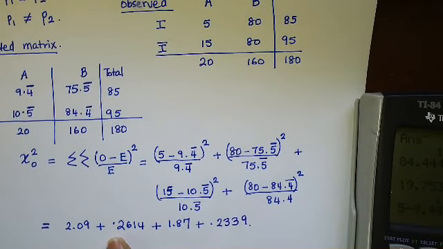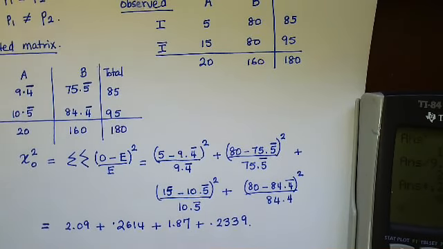Let me just check this first number because that's a little off. 5 minus 9.4, square it and divide by 9.4 repeating. 2.09. Okay, so we add all of these up together. So 2.09 plus 0.2614 plus 1.87 plus 0.2339 gives me 4.456, 4.4568.